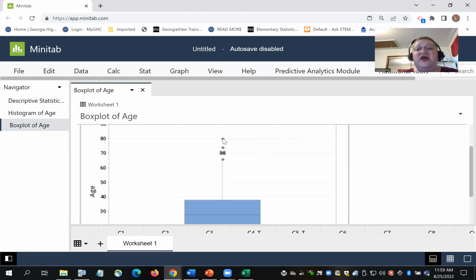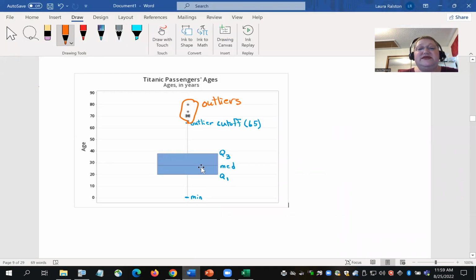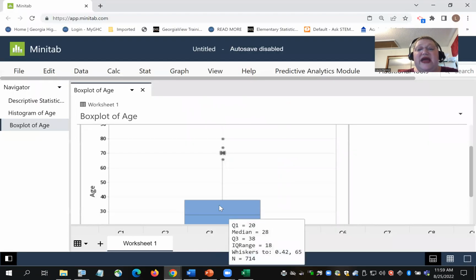And if I hover over the stars, it'll tell me that that's an outlier symbol, that it's age 80, and it's on row 631 of my data set. This one, the person was 66, and that's on row 34. This person was 74. Okay, so if you're in MINITAB, now it doesn't work if I use the copied one. Notice it doesn't give me that on the copied one. But if you're in MINITAB and you hover your mouse over those pieces, it's going to give you that information.